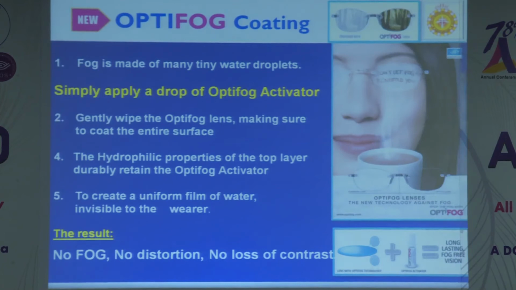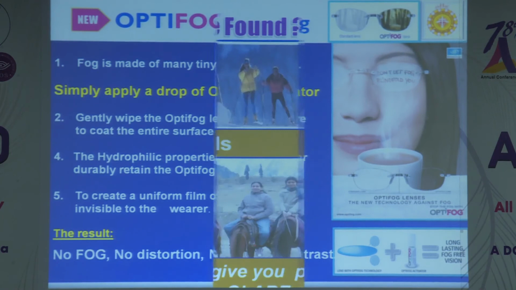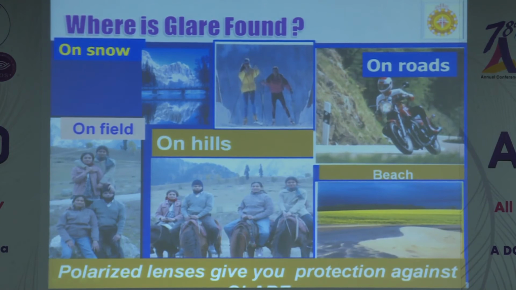So when you go out from an air-conditioned car, you can see that there is fogging of the lens. When you are enjoying coffee also, there will be fogging. So to prevent that, an OptiFog coating is also available, so that fogging will be prevented. That's also available. So when you go out, especially in the Himalayas or hills or beach, etc., the problem is glare.